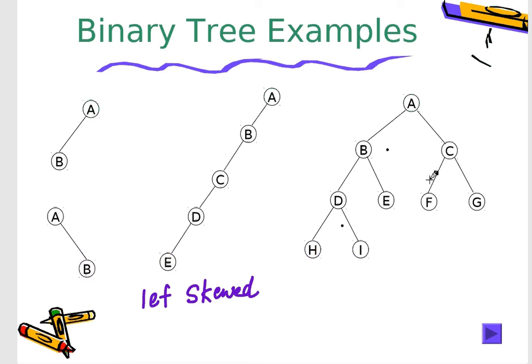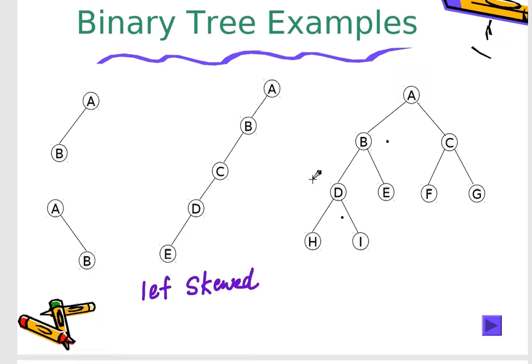And now here we have a binary tree. A has two children and degree of A is 2. B has again two children, degree of B is 2. C has two children, F and G, degree of C is 2. Likewise it goes. So these are all examples of binary tree.